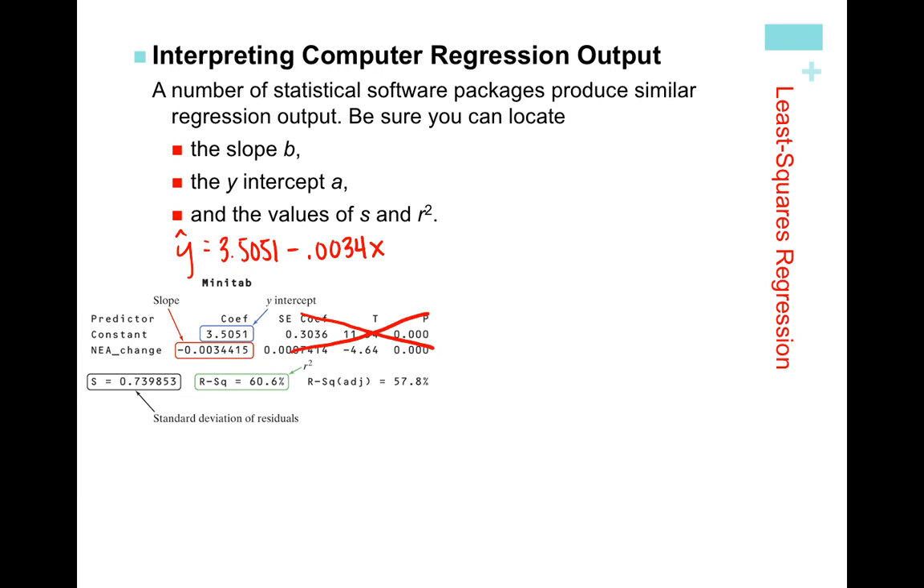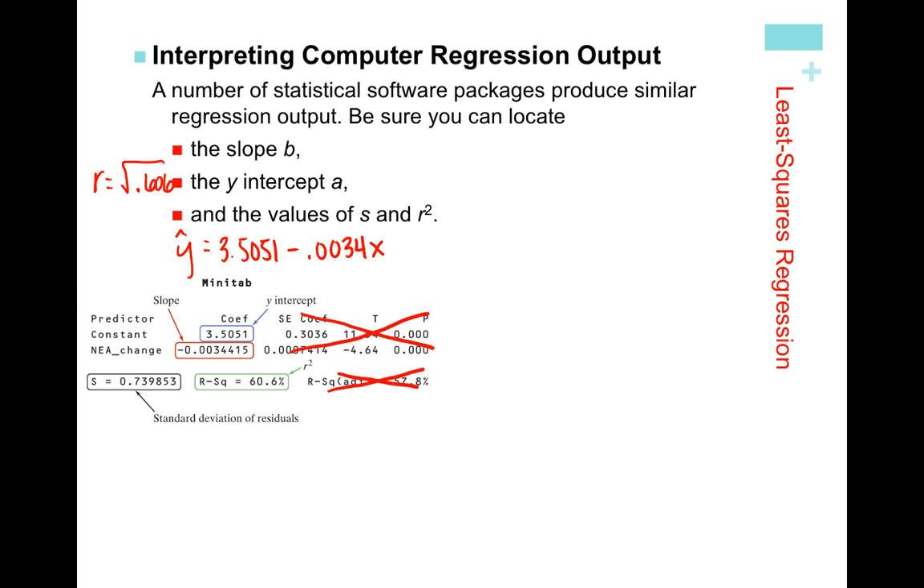The other numbers that you should be able to locate, you have S here, which is roughly 0.74, and then the R squared is 60.6. So that's the coefficient of determination. We will not be using this R squared adjusted value. Sometimes you will be asked to find R from computer output. Computer output does not provide you with the correlation, but you can find it from R squared. So if we needed R here, it would be the square root of 0.606.